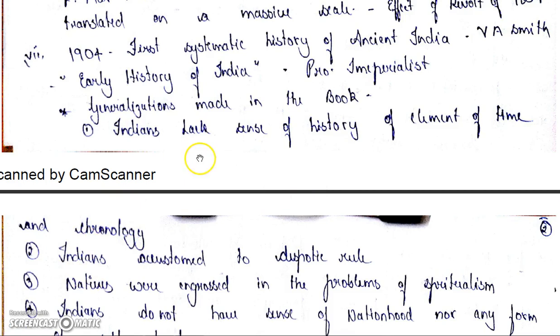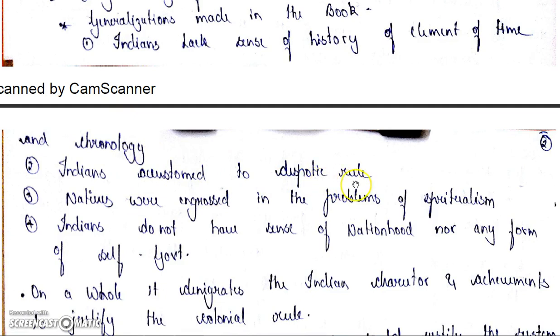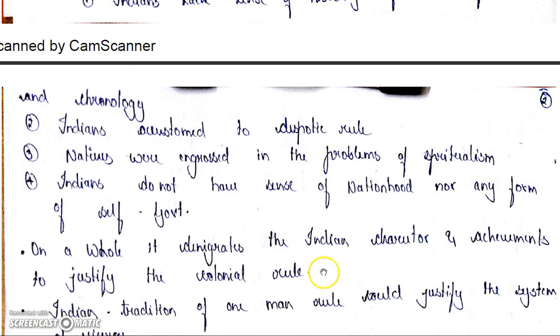He said Indians were accustomed to despotic rule. There was always one despotic rule in India, and natives were engrossed in problems of spiritualism. He also generalized that Indians don't have any sense of nationhood nor any form of self-government. On the whole, this completely denigrates the Indian character and achievements to justify the colonial rule, right?